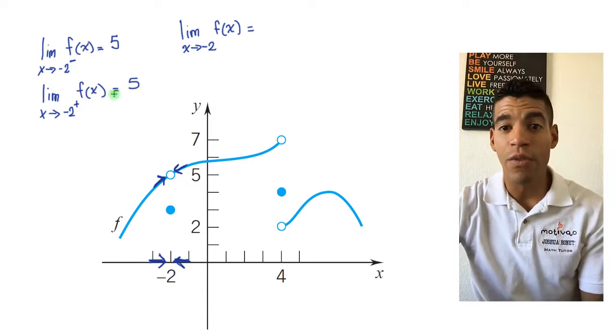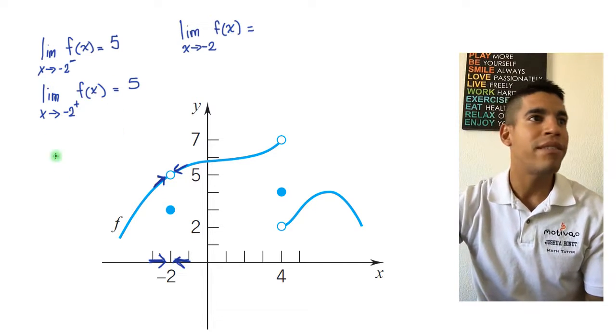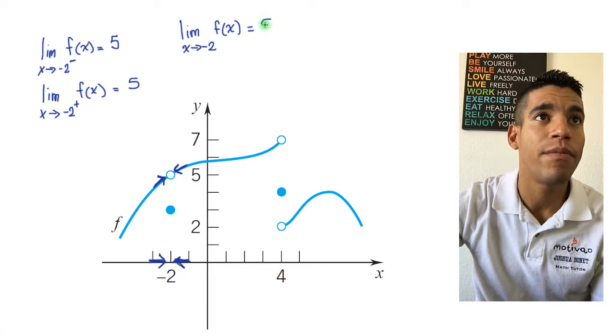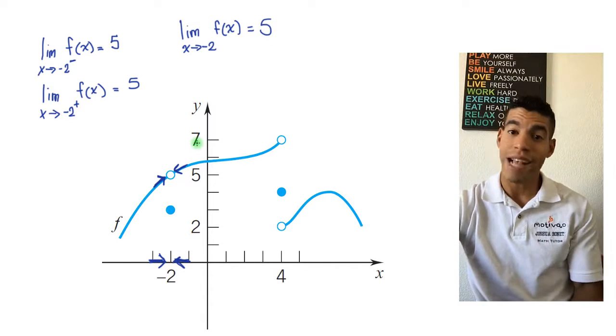Now notice that these two values are equal. That means that the limit when x approaches -2 is 5. Okay? And that's the limit.